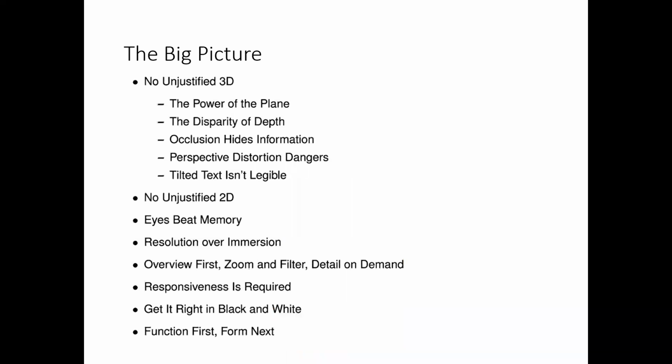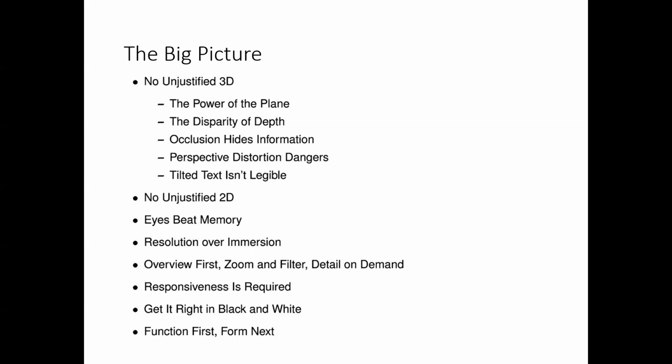So as always, Munzner starts out with the big picture, except this one isn't a picture, it's a list, and these are the rules. So the first one is no unjustified 3D, and we'll talk about each one of these in turn. Second is no unjustified 2D. You know, if you can get away with representing in one dimension or with a list, then there's not a need for a two-dimensional graphic. Eyes beat memory, resolution over immersion, overview first, zoom and filter, and then detail on demand.